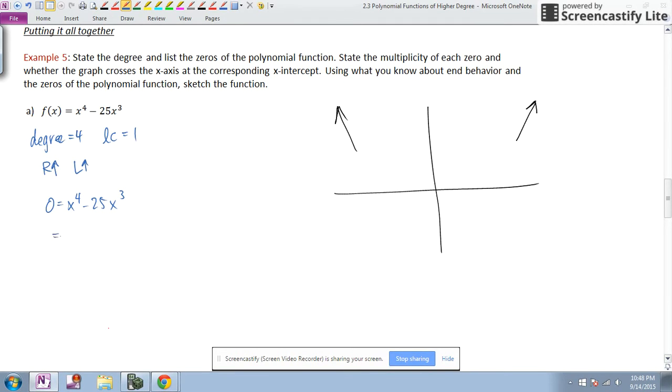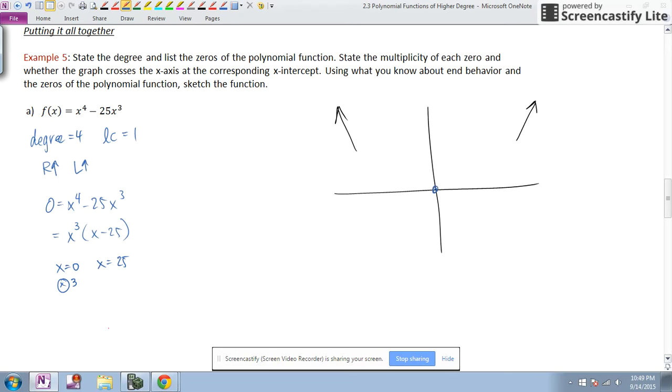First thing I'll do is factor out an x cubed and be left with x minus 25. And the good news is I'm done there with factoring. Notice I know x is 0, and that has a multiplicity of 3, meaning it slices through. And I know x is 25, which has a multiplicity of 1, and that means it slices through also.